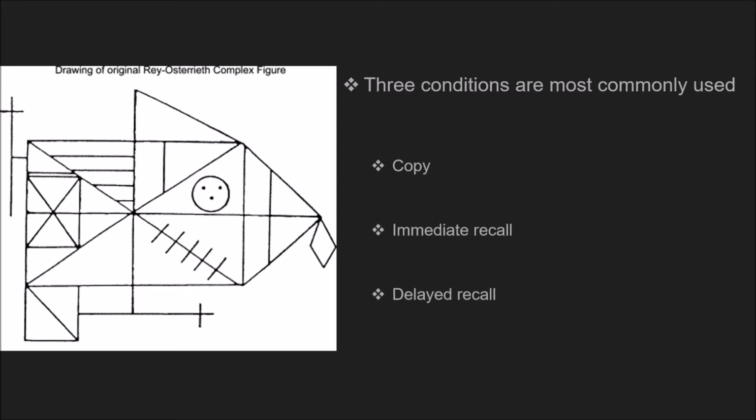So this is the test, and three conditions are most commonly used in ROCF. The first one is copy. In the copy condition, the examinee is given a piece of paper and a pencil, and the stimulus figure is placed in front of them. They reproduce the figure to the best of their ability. The test is not timed, but the length of time needed to copy the figure is observed.